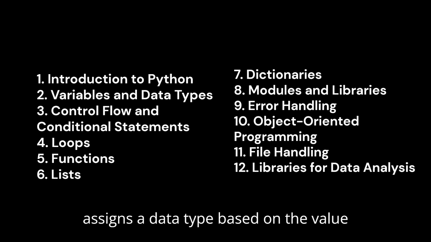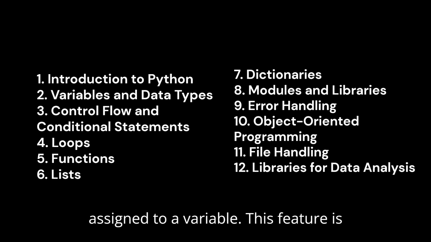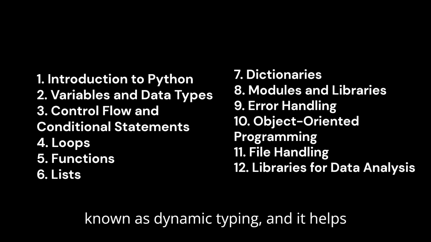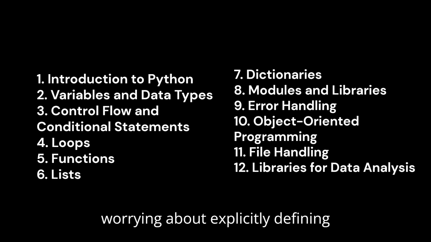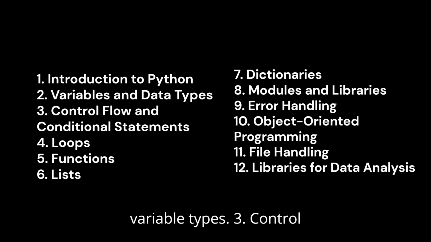Python automatically assigns a data type based on the value assigned to a variable. This feature is known as dynamic typing, and it helps developers write code more easily without worrying about explicitly defining variable types. 3. Control flow and conditional statements.